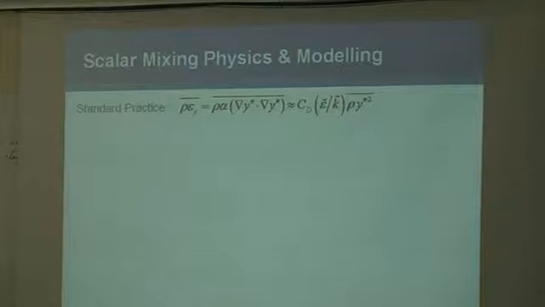That works for the passive scalar. But if you have a reactive scalar, then CD can go from 1.8 to 20. Okay? So which value you use, that comes into problem.